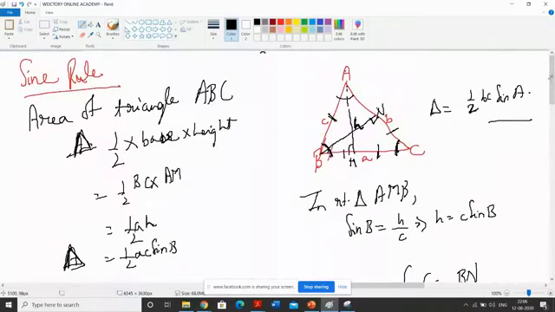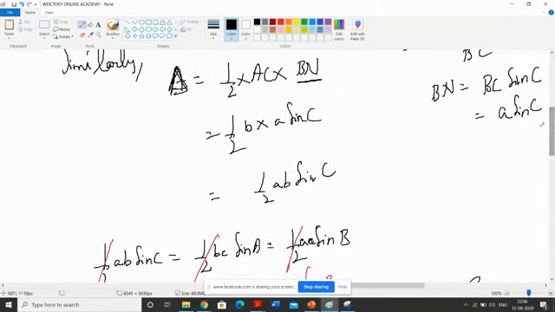Similarly, you can derive cosine rule as well, but it's not in your syllabus. You just need to learn the application of sine and cosine rule.